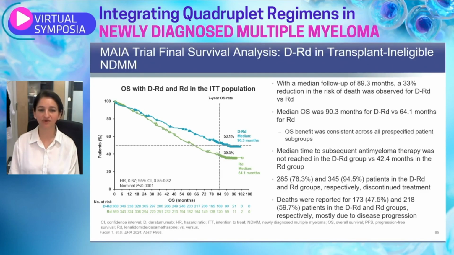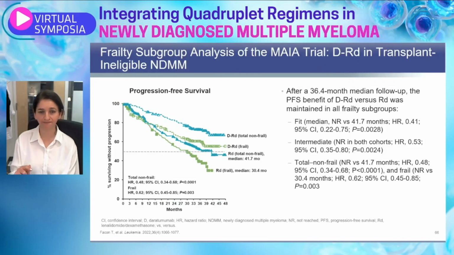So this is really very remarkable data in this patient population. And this is the bar that has been set. And whatever we see going forward, we're going to go back to the MAIA trial and sort of compare it and see where we are and how much of a benefit the addition of whatever we are adding to this backbone of DARA-RD is going to be.